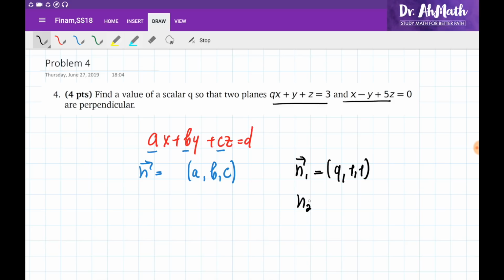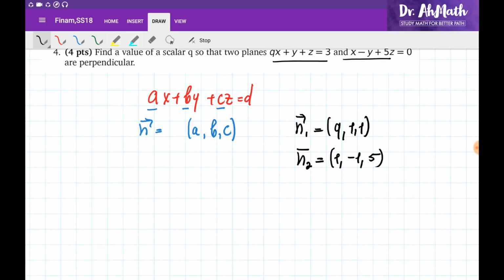The normal vector of the second plane is going to be the coefficient before the x, which is 1, the coefficient before the y, which is minus 1, and the coefficient before the z, which is 5. So you need to be careful when you choose the components of the normal vector. All three variables, x, y, and z, should be on one side of the equation, either the right-hand side or the left-hand side.